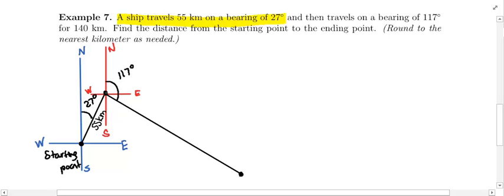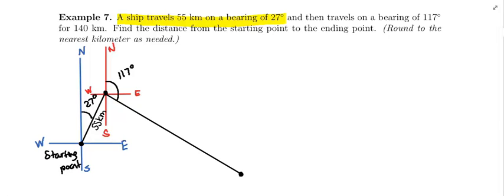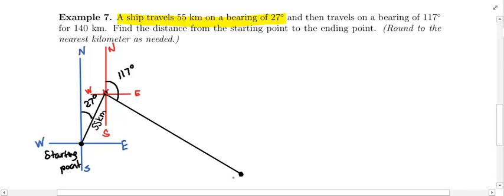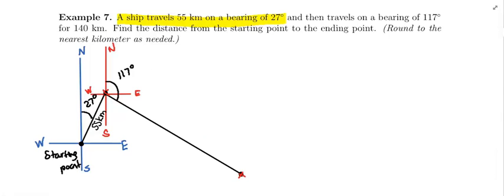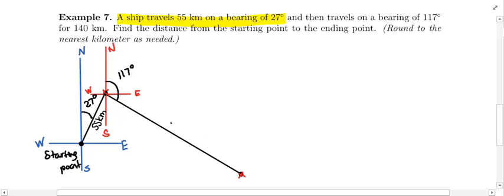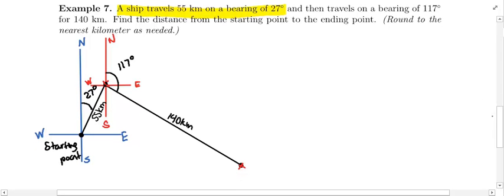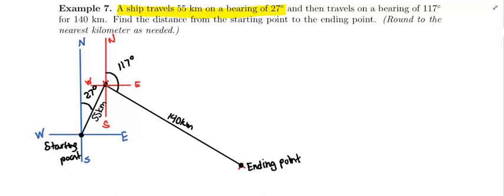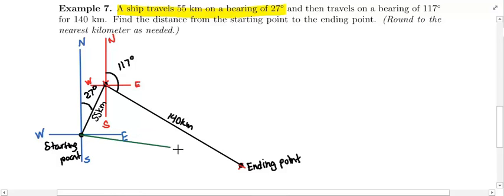So it traveled from this point right here in red to this point, and that is a distance of 140 kilometers. The question says we need to find the distance from the starting point to the ending point. This is the ending point. So we need to figure out this green length, the distance from the starting point to the ending point. All right, so this is a rough sketch of what's going on here.